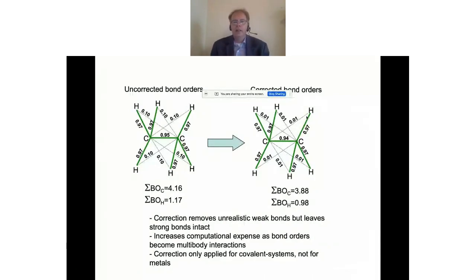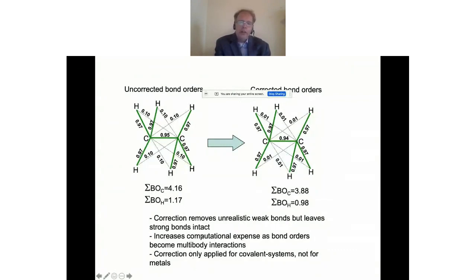So now the van der Waals repulsion and the angular repulsion, angle strain, can pretty much take care of any attraction there. But my strong bond orders are almost the same in strength. The 0.95 only went down by a very small amount. So this works really well, and it removed those unrealistic bond orders and leaves the strong bond orders intact.